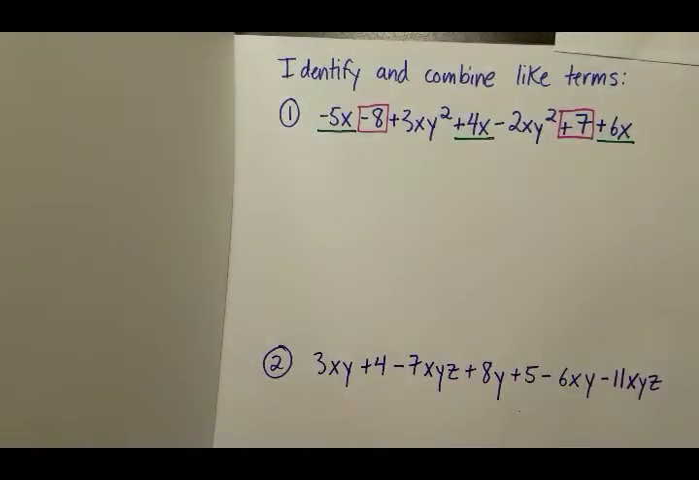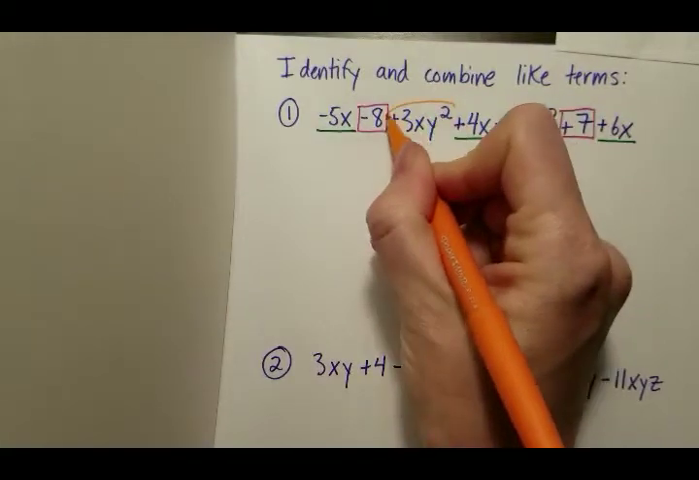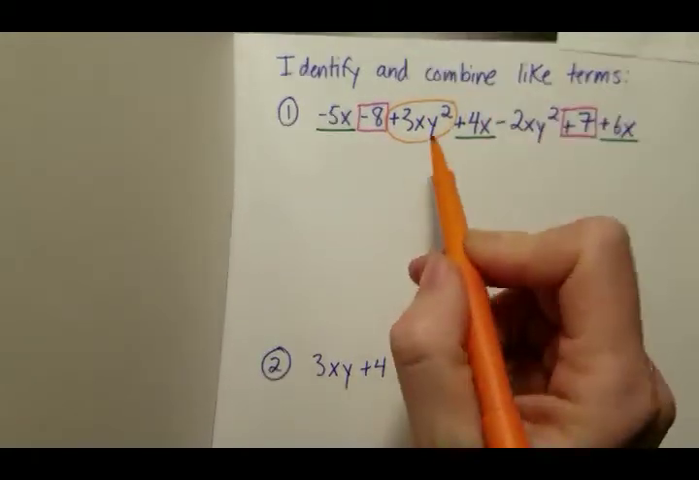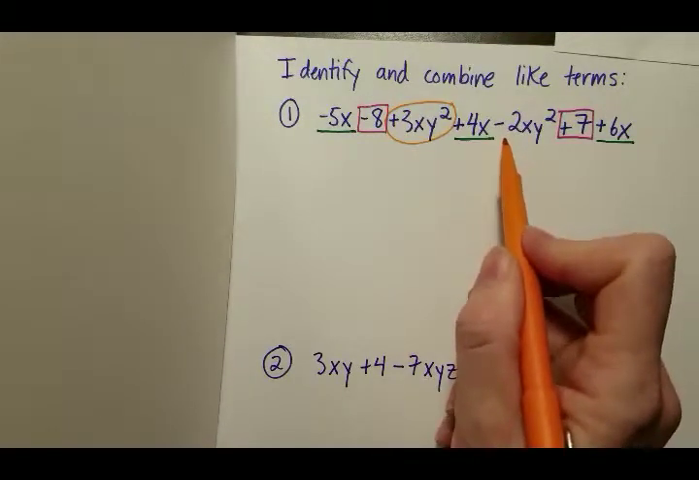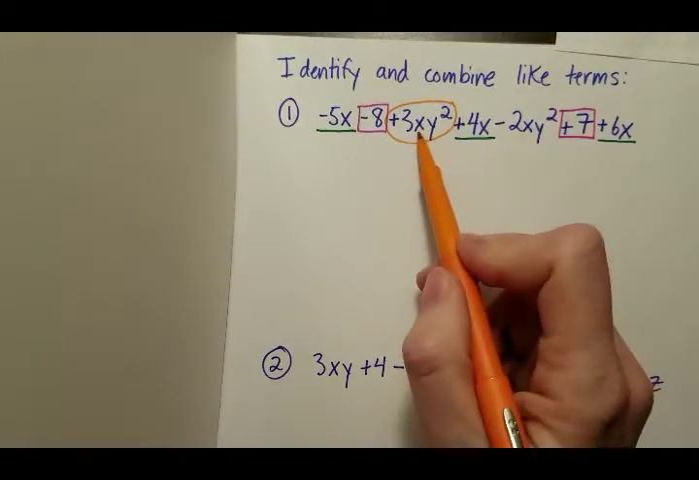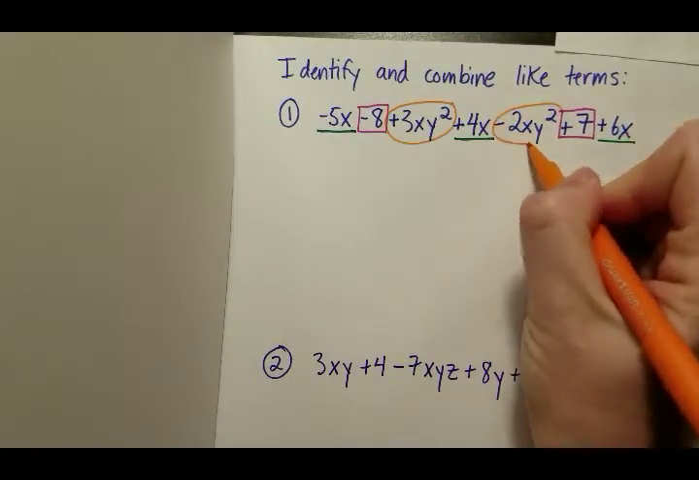Okay, next one. Plus 3xy squared. I'm going to circle that one. Plus 3xy squared. Well, we only have one term left to compare it with. Negative 2xy squared. Okay, they both have an x. They both have a y squared. So those two are like terms.